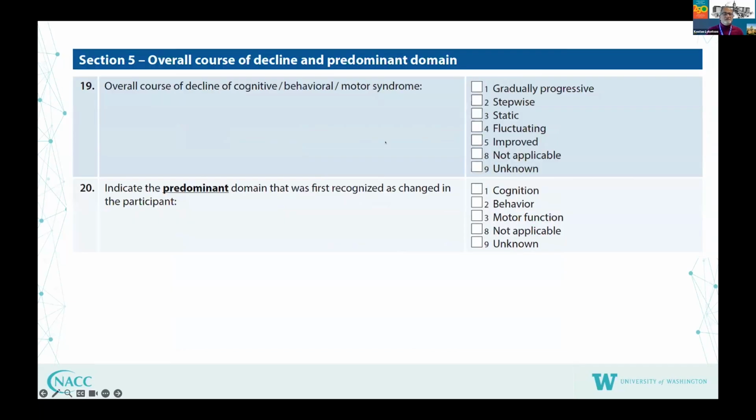Final section, really 2 questions. We're trying to get for the overall syndrome, which considers cognitive, behavioral, motor aspects of change. We want you to rate it in one of these areas as best as you can as well. And we're wanting you also to tell us which is the predominant domain that was first recognized as change. So what did this look like when it started? And we give you the options for this as well.